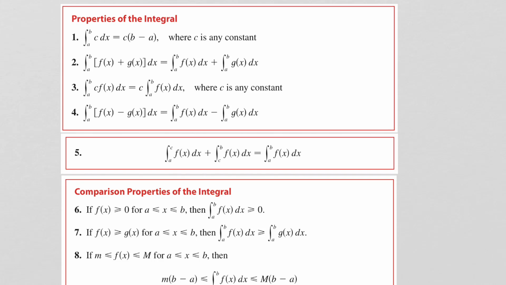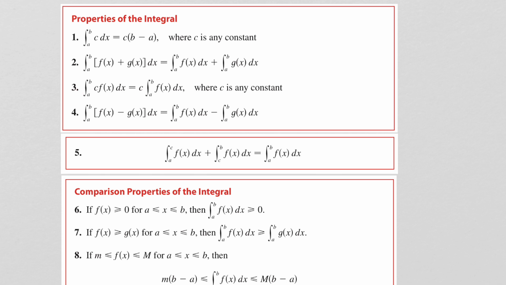The last thing we're going to discuss is some properties of integrals. And these properties will be useful in the next couple of sections. So let's just go through them. The definite integral from a to b of a constant c is c times b minus a. And this is because when you graph this, you get a rectangle, and the area of a rectangle is height times width. The next property says if you have a definite integral of f of x plus g of x, you can take the definite integral of each one separately and then add them together. The fourth property says the same thing, but with a minus sign.